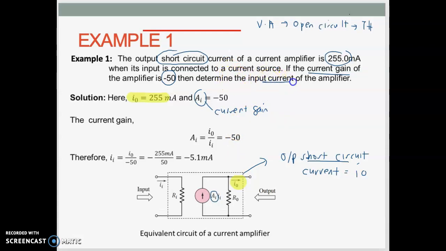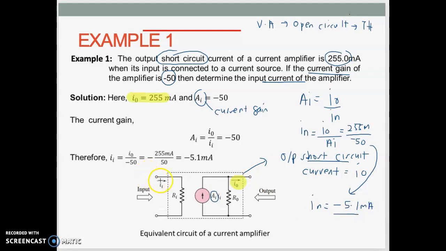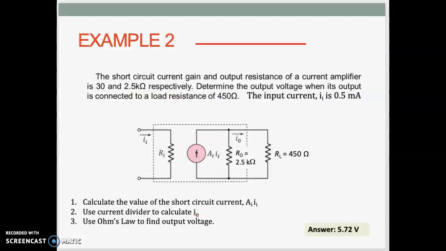What is the input current of the amplifier? You know the gain of the current will be Iout over Iin, so we need to find Iin. So Iin will be Iout divided by Ai. Iout is given, the output short circuit current is 255 mA, divided by the gain, that is minus 50. Then you can get your Iin equal to minus 5.1 milliampere. What does that mean? The input current here is 5.1 milliampere. So let's move to the second example.